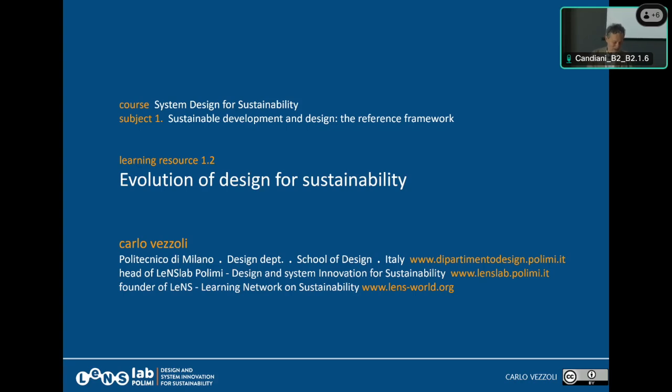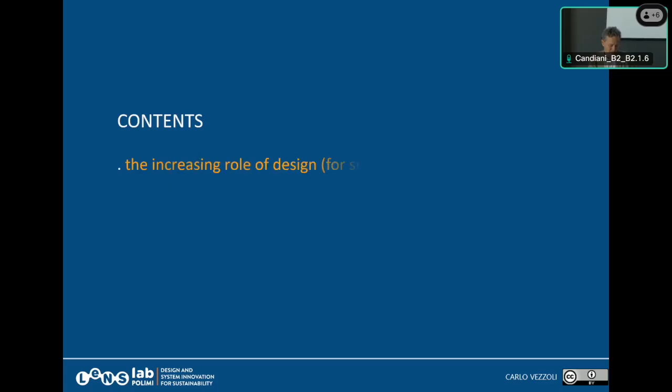Now I speak about the evolution of design for sustainability. So we will see a little story of this design for sustainability, and this is important to understand what we are going to learn in this course is framed within. It's not all, but it's part of something, even though very important.